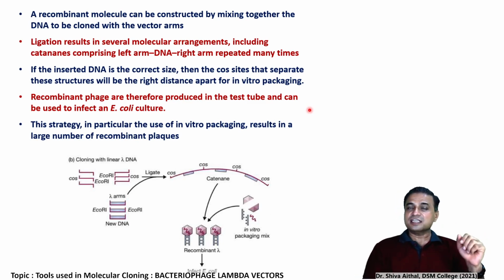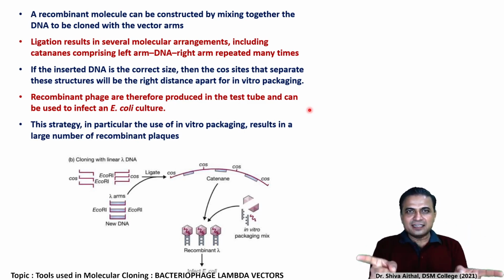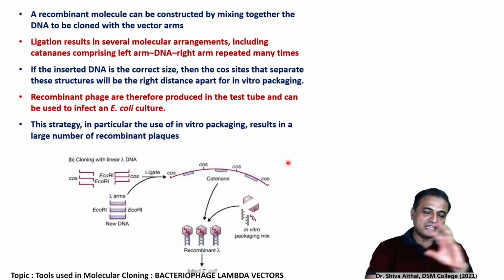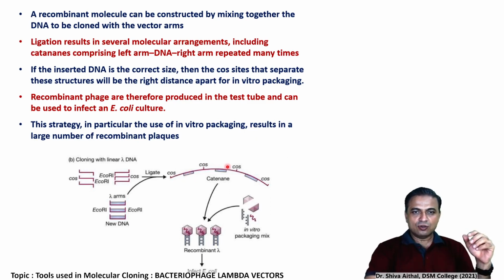If the inserted DNA is of the correct size, then the cos sites which separate these structures will be at the right distance apart for in vitro packaging. It is very advantageous. As you can see here, there is catenane formation with repeated cos sites, and the left and right arms are repeated. If your DNA is of the right size, then it can be perfectly packaged in vitro, and you can have a recombinant lambda phage.